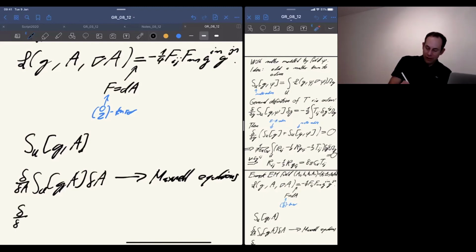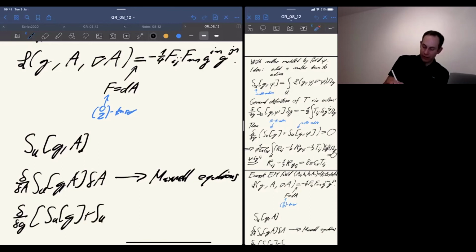And if I now take the very same action, that's just writing what I told you before, and I take the Einstein-Hilbert action and add this action to it, then I get the Einstein equations. That's what we saw before.